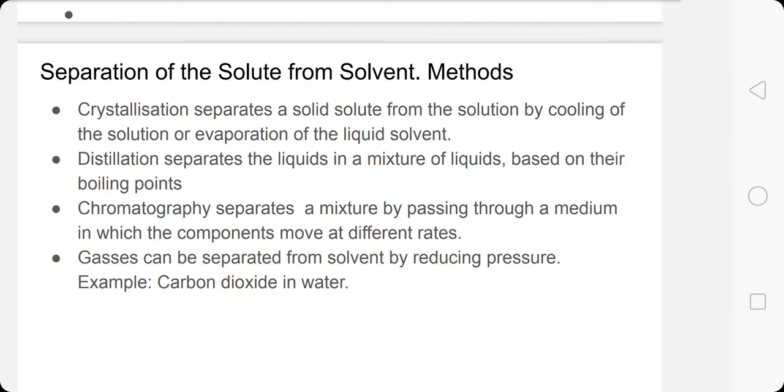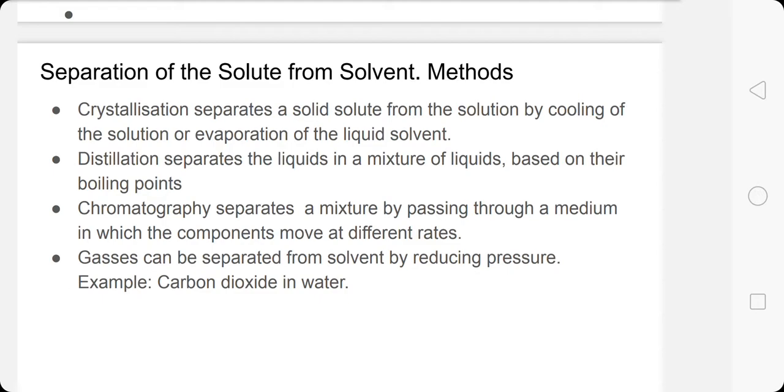Separation of the solid from solvent. What methods can we consider as examples? Crystallization separates a solid solute from the solution by cooling of the solution or evaporation of the liquid content. A good example is harvesting of salt, table salt, from seawater. Distillation separates the liquids in a mixture of liquids based on their boiling points. A good example is distilling alcohol. Chromatography separates a mixture by passing it through a medium in which the components move at different rates.